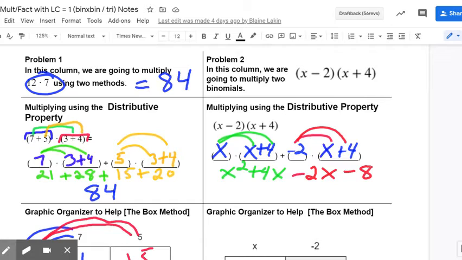And then we just need to combine the like terms, which is the middle group there. Like these two guys can come together. So we get x squared, 4x minus 2x is just 2x, and minus 8.